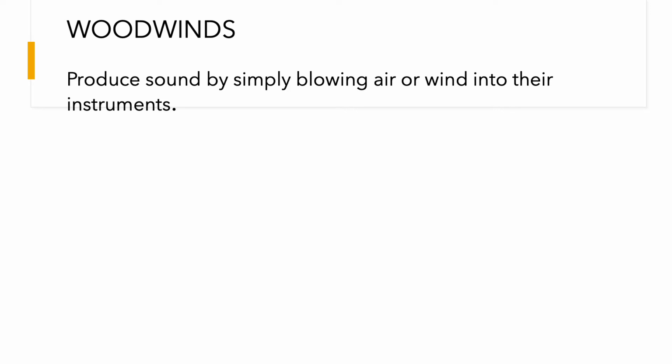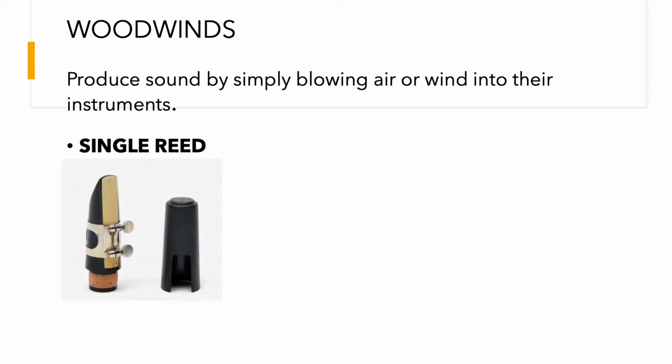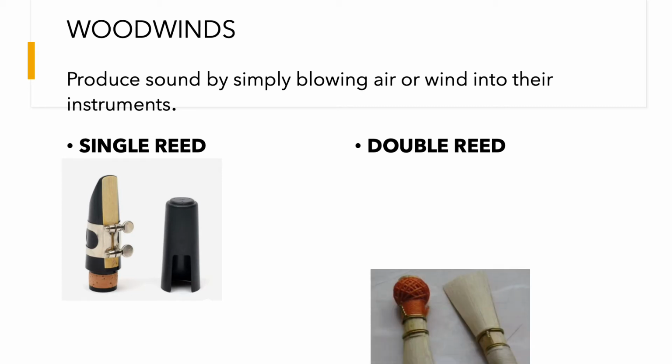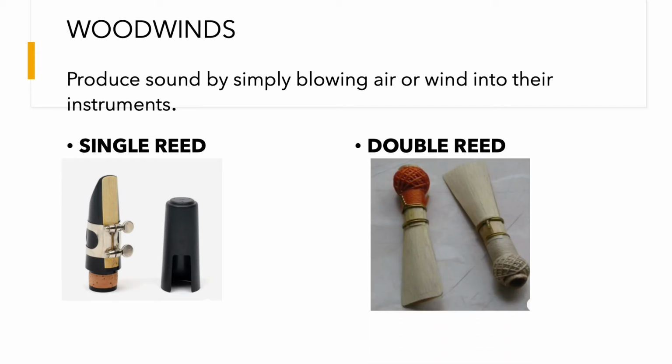The second instrument family is the woodwinds. These instruments produce sound by simply blowing air or wind into their instruments. Sometimes this air is used to vibrate a single reed, as is the case with the clarinet, or a double reed, which is the situation with an oboe or bassoon. The air itself may also be used to vibrate and cause sound, as the flute does.